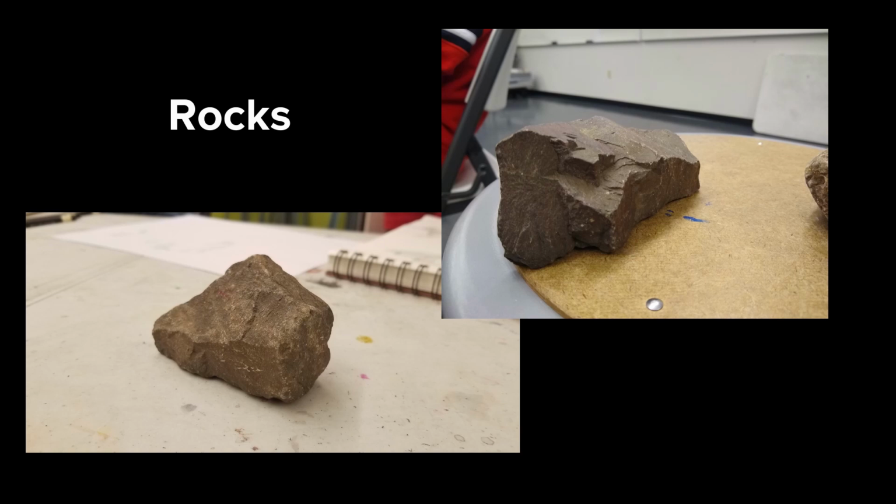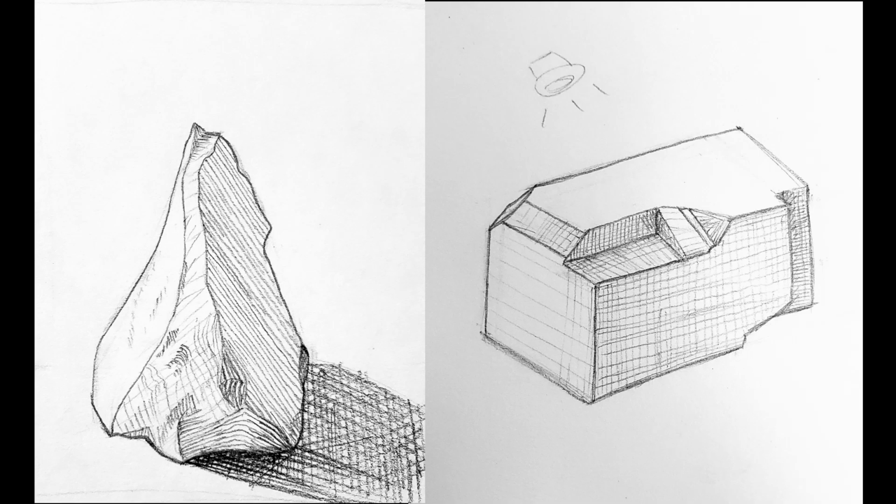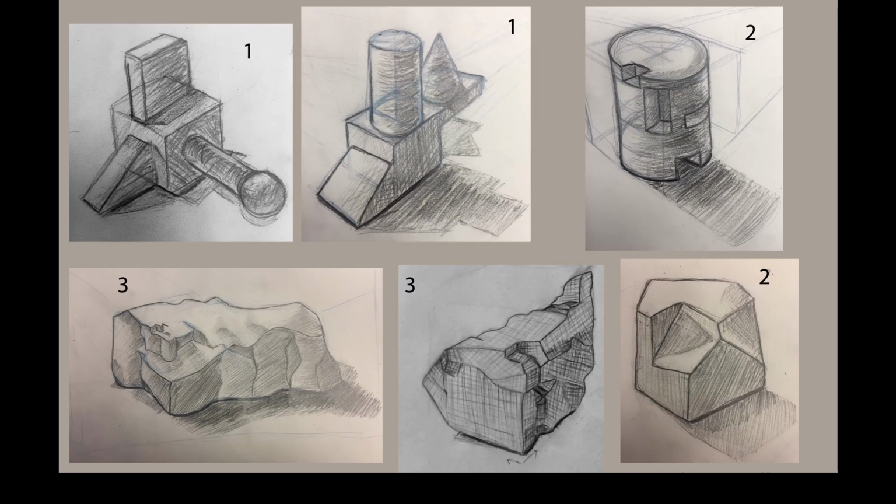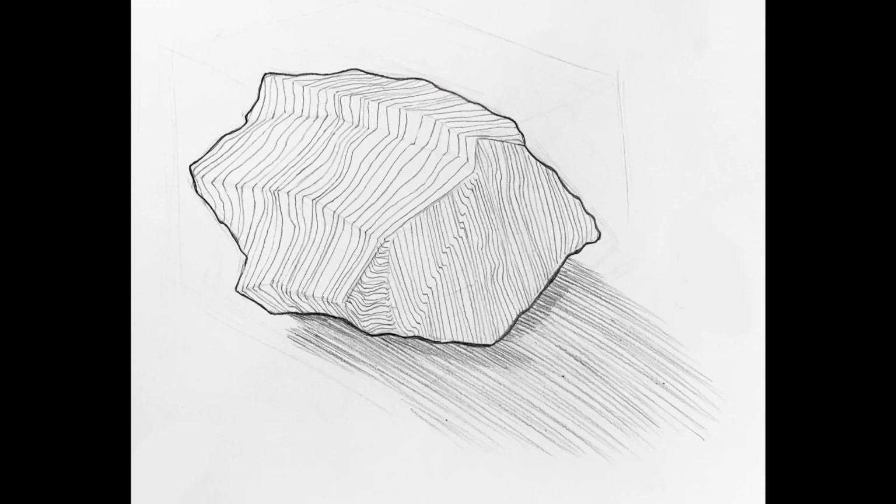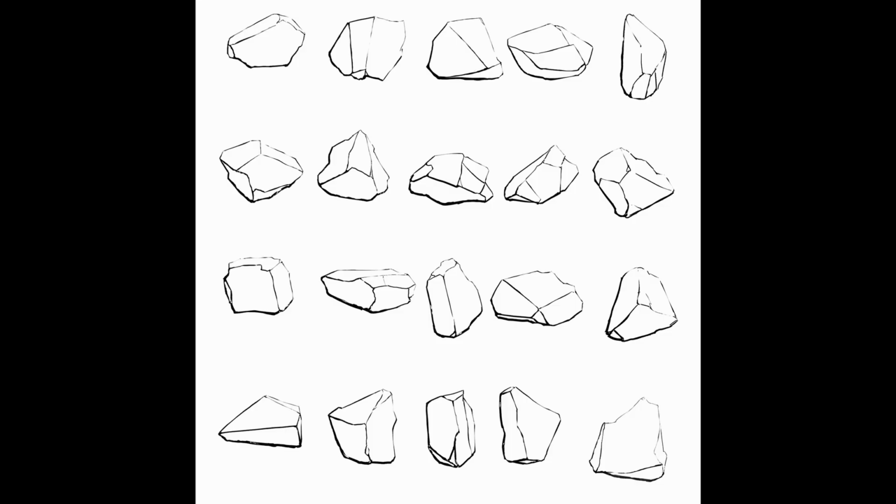Organic forms are derived from geometric forms. Most rocks are angular, much like the cubes and other simple forms drawn in first year. Drawing a rock is simply a process of starting from a cube and carving away the prismatic forms.